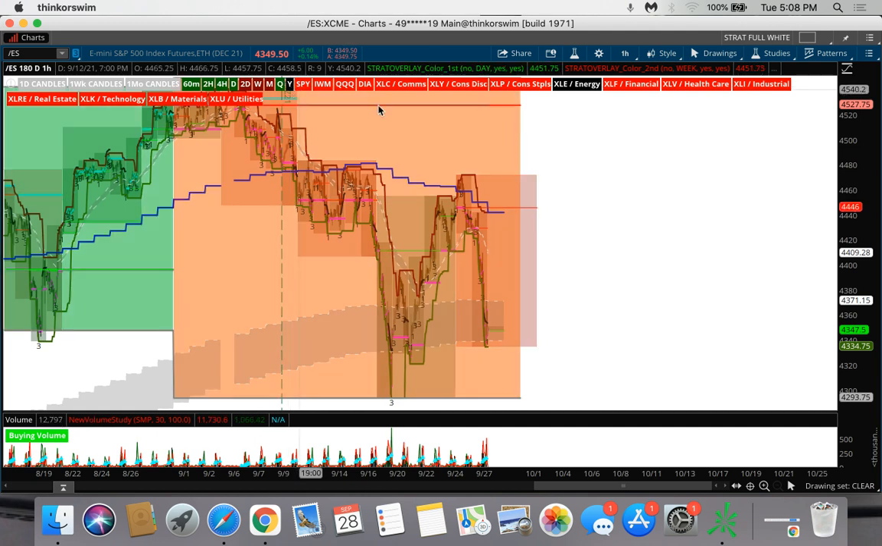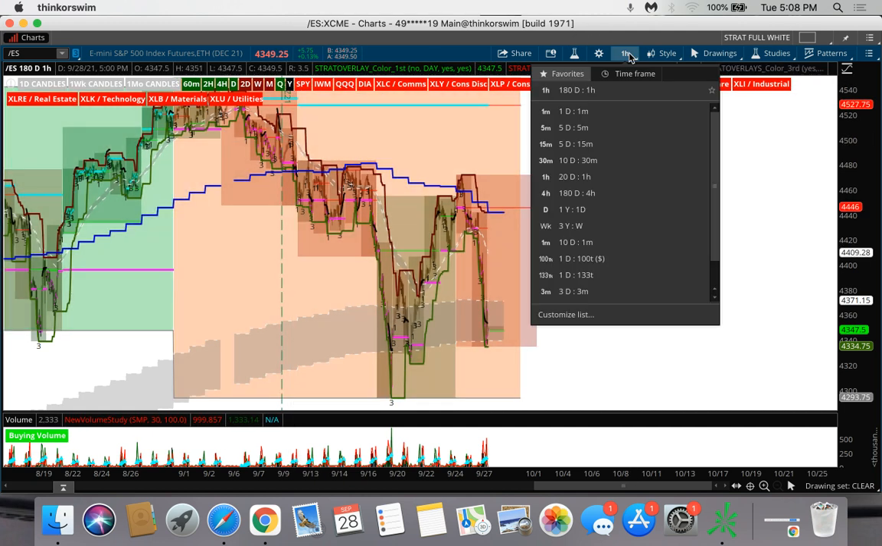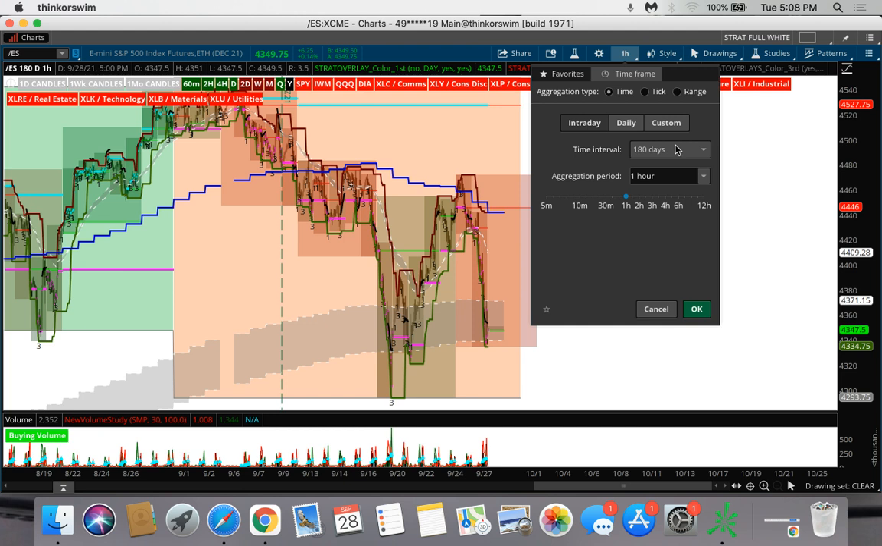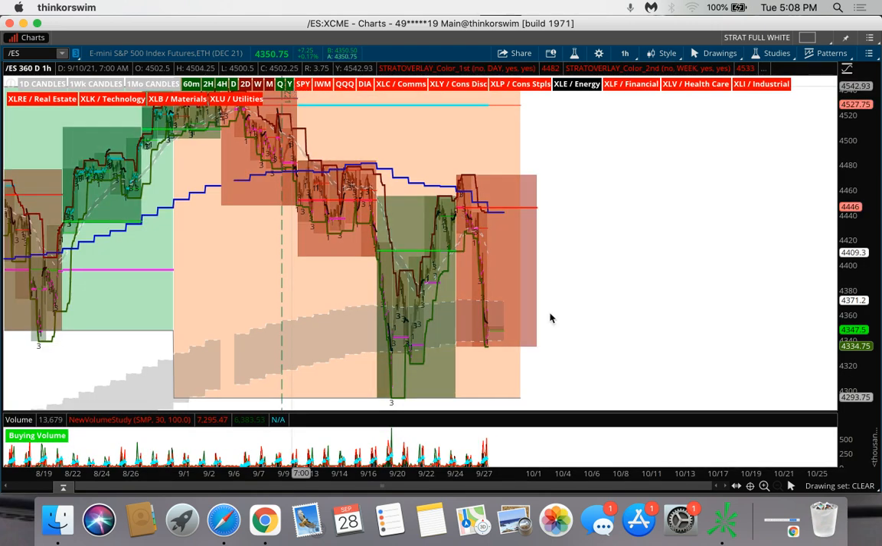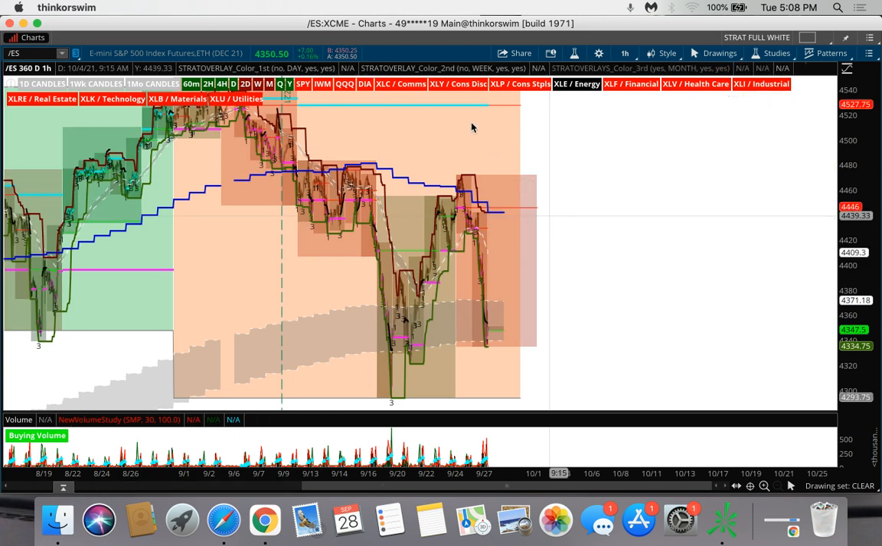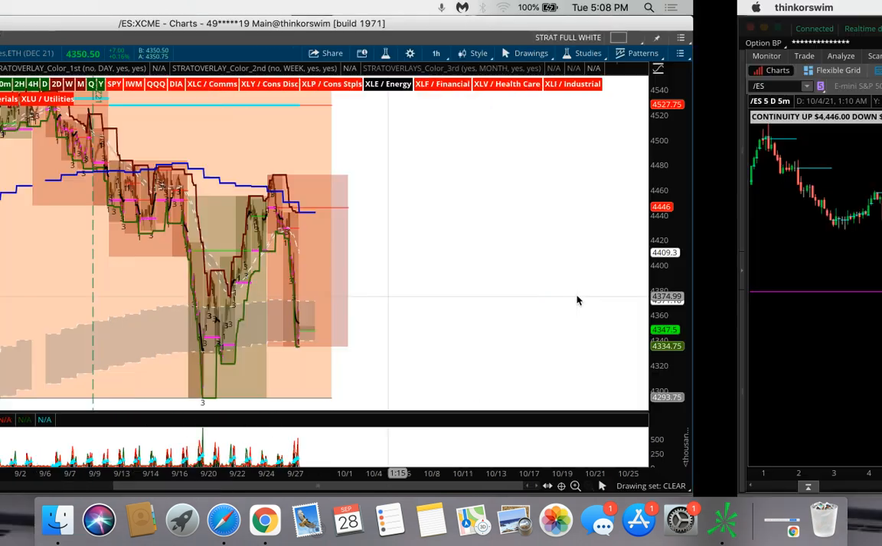And see, for example, the yearly one is black because I don't have a year's worth of data. I only have 180 days, but I don't want to slow my computer down. So if I want to see a year's worth of data, then I'd have to go here, time interval, and go down to 360. And you'll see that now, when it loads, that little continuity label, there it is. Now it's showing green because even though we don't see the yearly open, we are above it, okay? And we're above the quarterly open. So I hope this explains what these lines are supposed to show you.